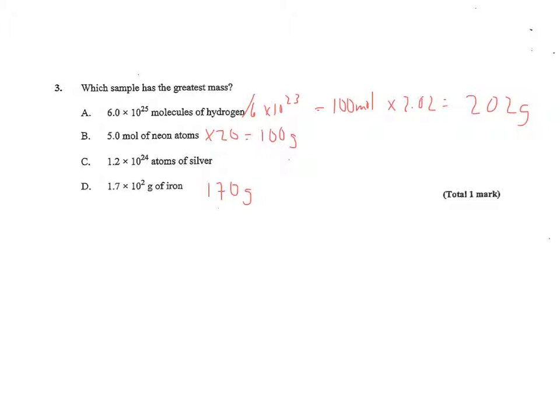And C, 1.2 times 10 to the 24th atoms of silver. If you divide by 6 to the 23rd, you should get 2 moles here. And 2 moles of silver is just under 108. So we're talking about 216 grams here. So again, very quickly you should be able to come up with C being the correct choice even without a calculator.